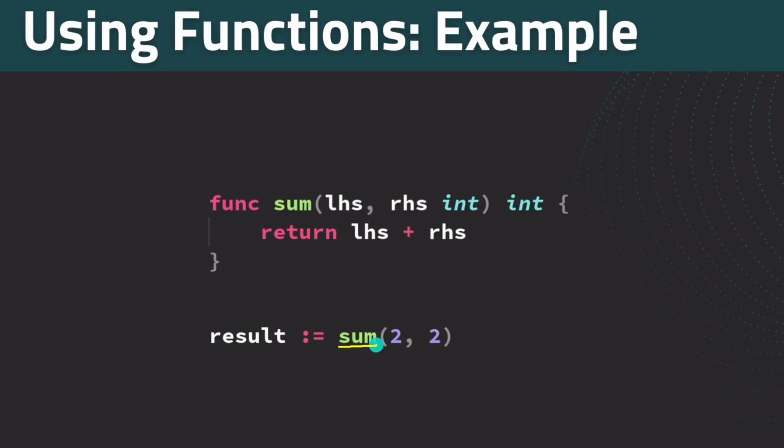So we're going to call the sum function with arguments 2 and 2. This 2 will go into the left-hand side, and this 2 will go into the right-hand side. We'll then enter the function body. We'll return the result of the left-hand side plus the right-hand side, which will be 4. That'll get returned as an integer, and that 4 will then be placed right here, and then eventually we'll have a 4 in result. So we're creating a variable and assigning it to the value of this function call, which will be 4.